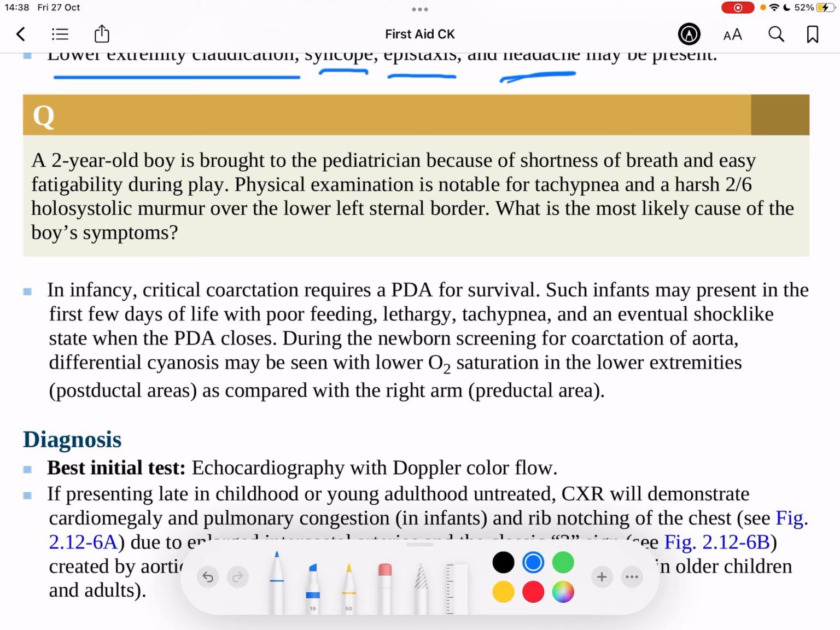Okay, such infants may present in the first few days of life with poor feeding, lethargy, tachypnea, and eventual shock-like state when the PDA closes. During the newborn screening for coarctation of the aorta, differential cyanosis may be seen with lower O2 saturation in the lower extremities, postductal areas, as compared to the right arm, preductal area.